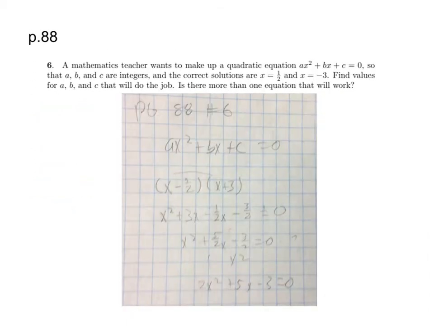A mathematics teacher wants to make up a quadratic equation ax squared plus bx plus c equals 0, so that a, b, and c are integers, and the correct solutions are x equals 1/2 and x equals -3. Find values for a, b, and c that will do the job. Is there more than one equation that will work?